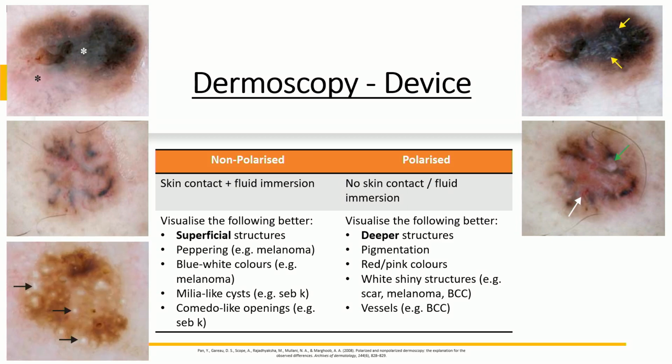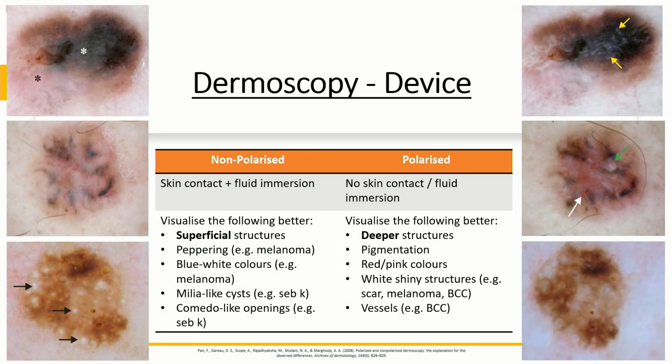And this one is a milia-like cyst, so this is a seborrheic keratosis or HWAT. And as you can see, the milia is a lot better under the non-polarized mode. So when you've just started to use the dermatoscope, feel free to play around with it. Over time, you don't have to remember which mode to use. You will just know automatically, okay, I can see the milia, that's okay.